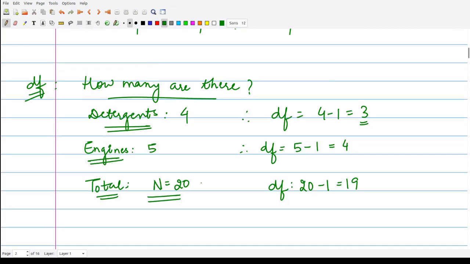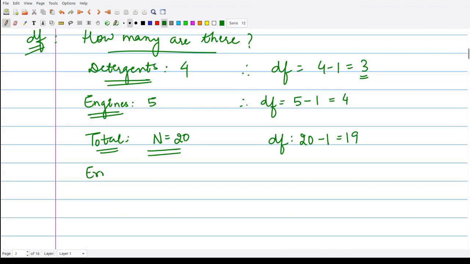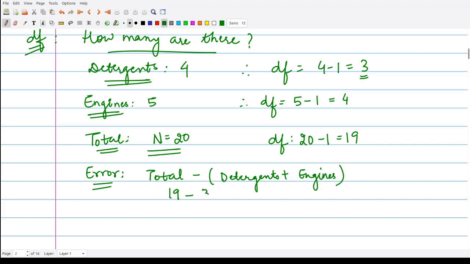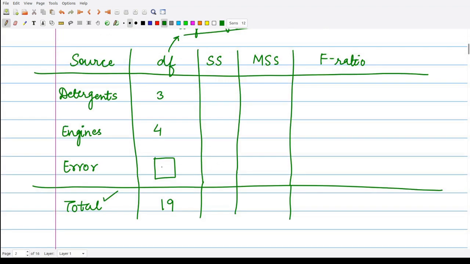Now in order to calculate for error, what can we do? We can calculate it as total minus the degree of freedom for detergents plus engines. So we have 19 minus 3 plus 4, so we have 19 minus 7, that is 12. So this is your degree of freedom for error.